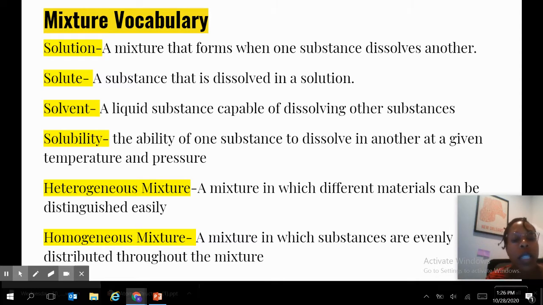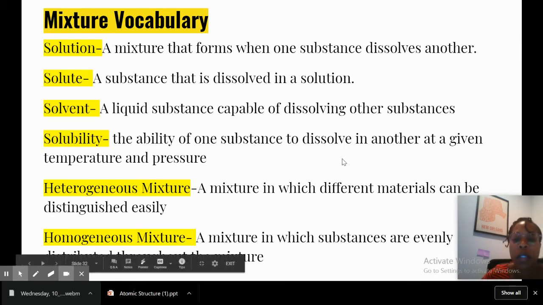Solubility is the ability of one substance to dissolve in another at a given temperature and pressure. And then you have heterogeneous mixture, which is a mixture of different materials that can be distinguished easily. And then you have homogeneous mixtures, a mixture in which substances are evenly distributed throughout the mixture.